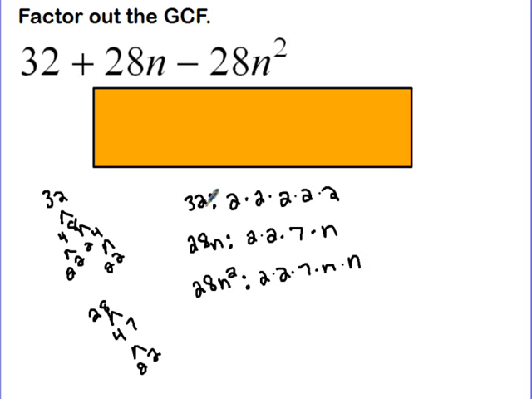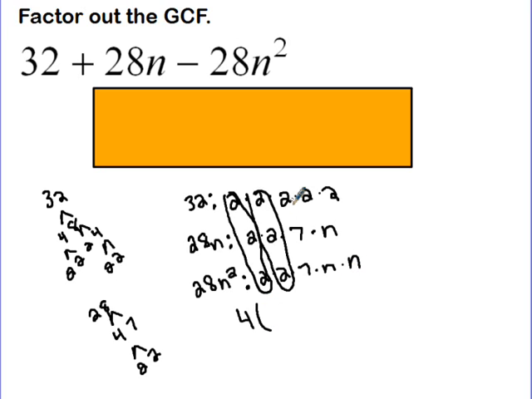n. So what is in all of them? It looks like here I have a set of 2's. Here I have a set of 2's. So my GCF is 4. Unfortunately, I don't have n's in all of them, so the GCF is just 4.